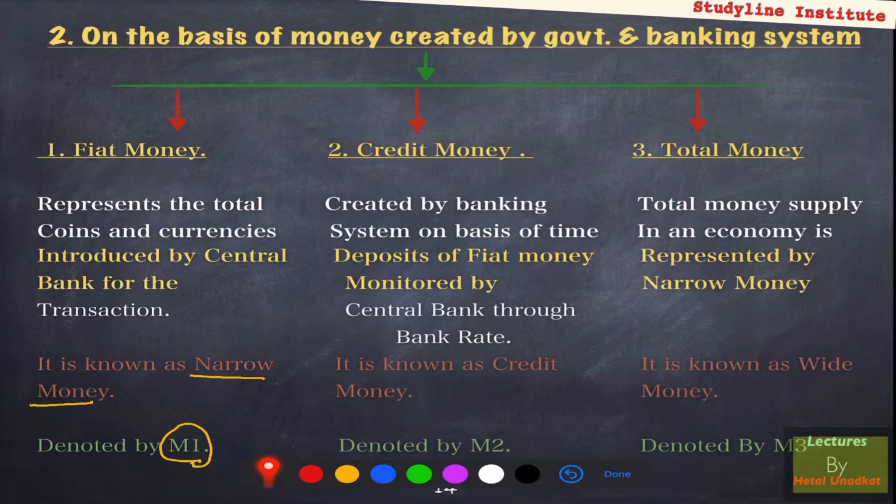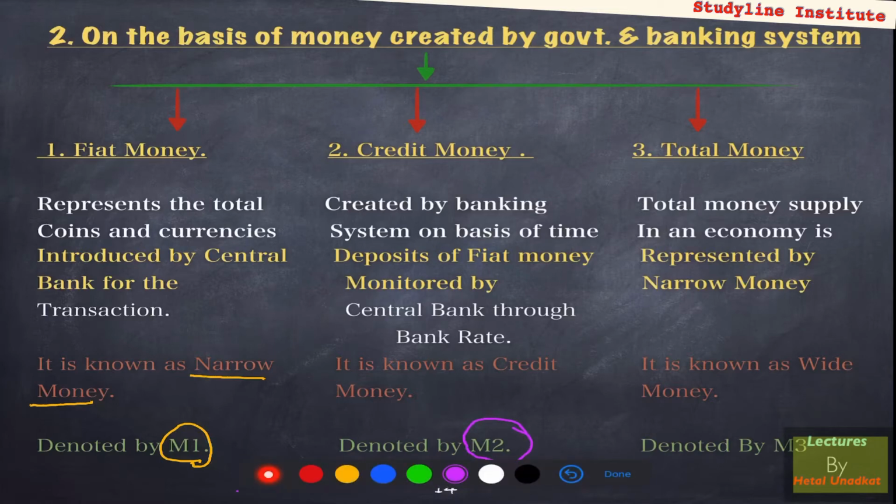Let's move to the second one, which is credit money. So what is credit? We sometimes need a loan, the credit money which we get from the bank. We ask for a loan from the banking system, which sometimes gives us a certain amount of loan. But that money comes from fiat money. So the central bank gives money to the bank, and the bank gives us a loan. That's why it is called credit money. And it is denoted by M2.